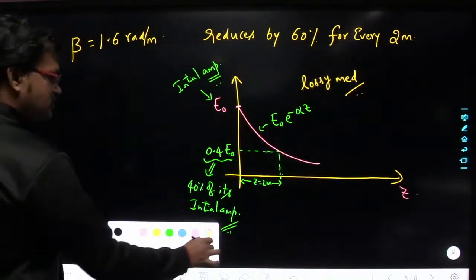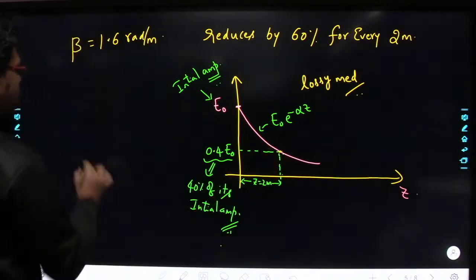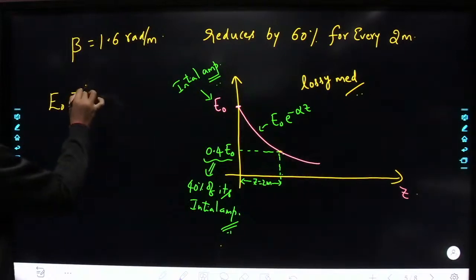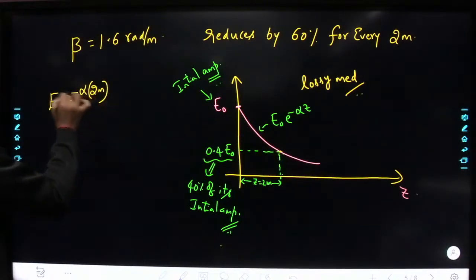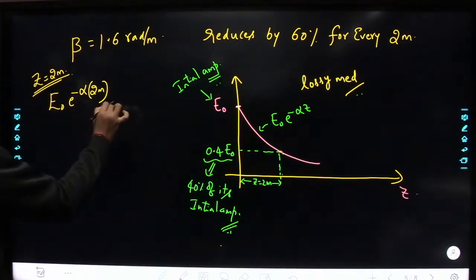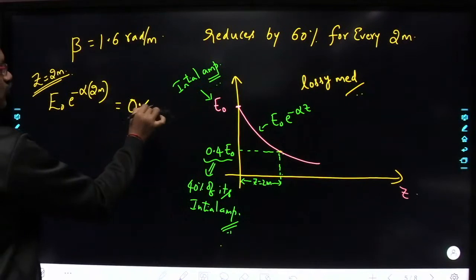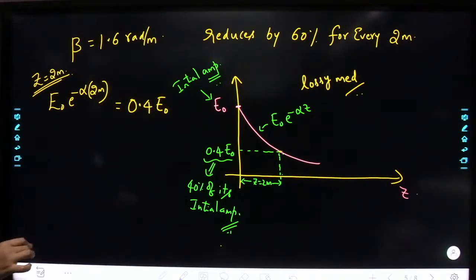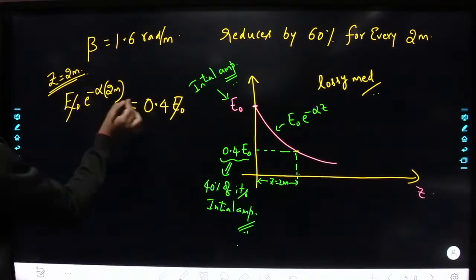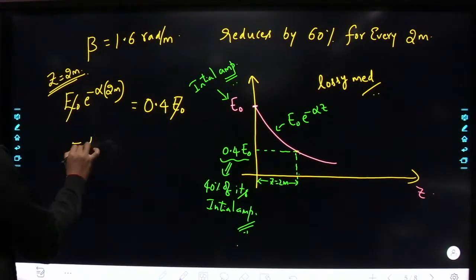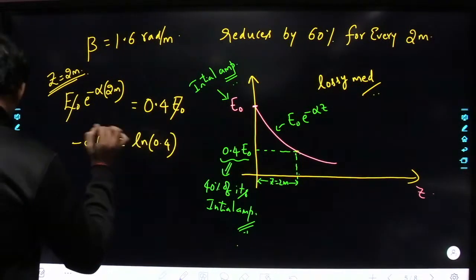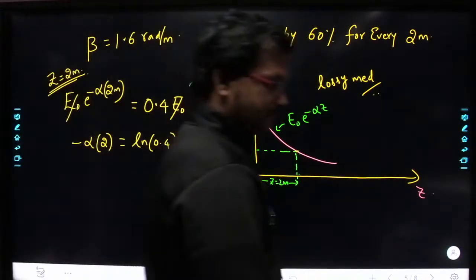So at this location, E0 e power minus alpha z, where z is equal to 2 meters. After traveling a distance of z equal to 2 meters, the amplitude will become 0.4 times E0. E0 will get cancelled. Then apply ln on both sides. You are going to get minus alpha into 2 is equal to ln of 0.4.